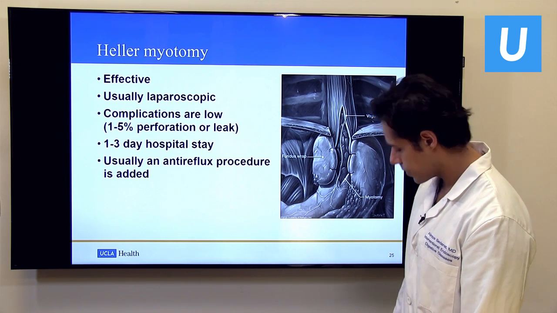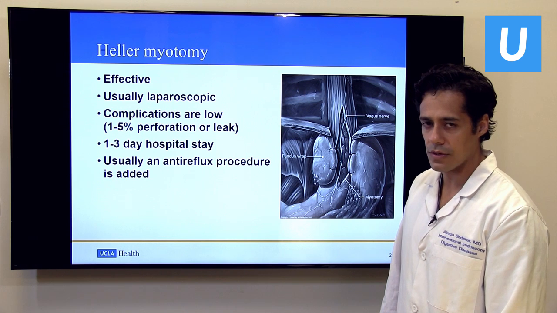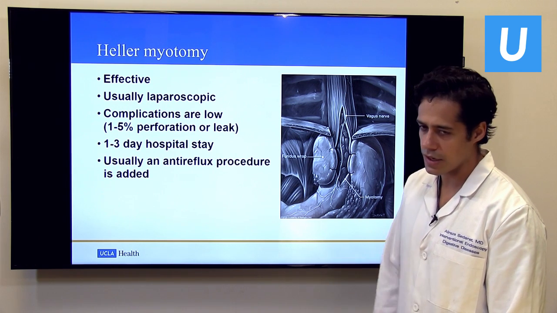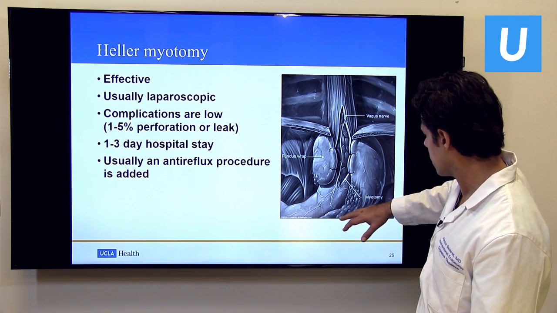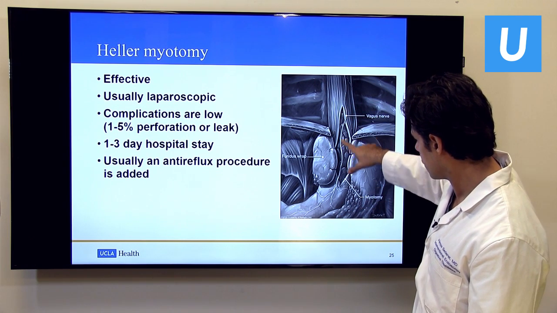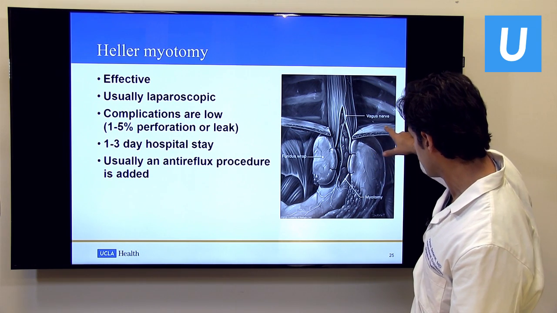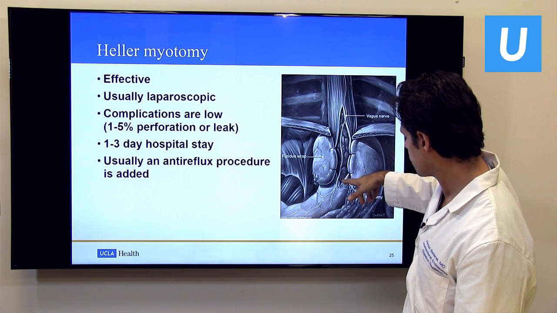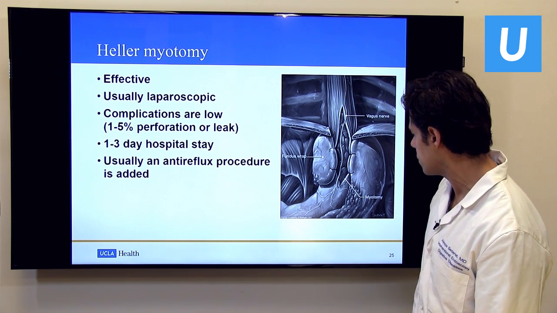This is a Heller myotomy. This is the standard in most parts of this country and increasingly around the world. It's usually done laparoscopically with about 4 or 5 incisions that are tiny in the abdomen. This is just a schematic where the muscle layer here is cut. This is the stomach, this is the esophagus, this is the diaphragm. And that muscle that's spastic is cut for a few centimeters on the stomach side, a few centimeters on the esophageal side, and including the lower esophageal sphincter.